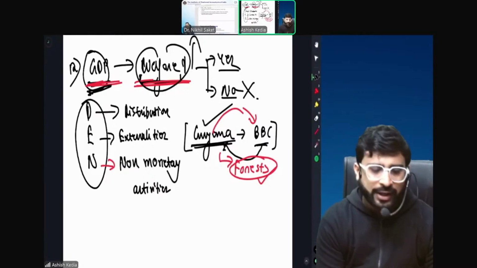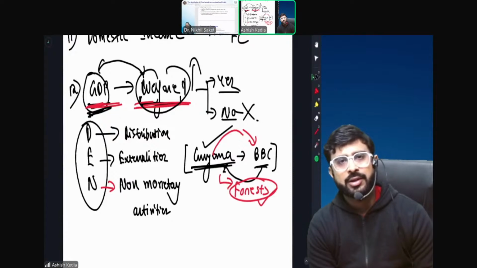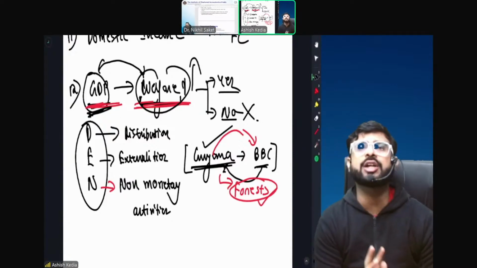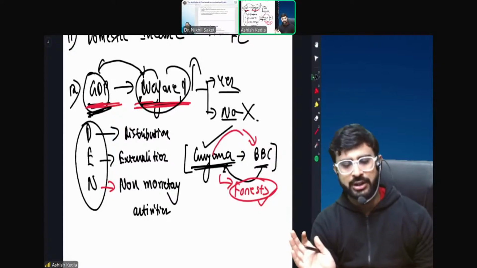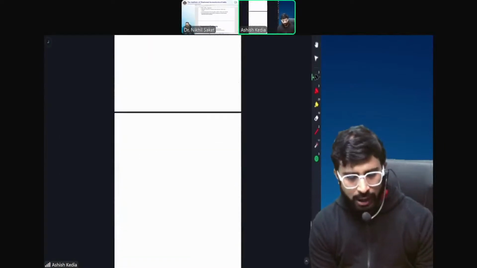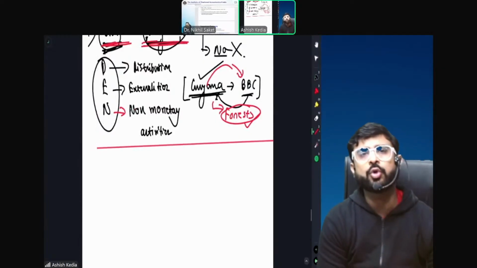So we can safely conclude that GDP has nothing to do with welfare. GDP is not at all an indicator of welfare. Both are two different concepts, nothing to do with each other. So yes, sir. Therefore, these are the concepts from national income per se, which you have to remember.